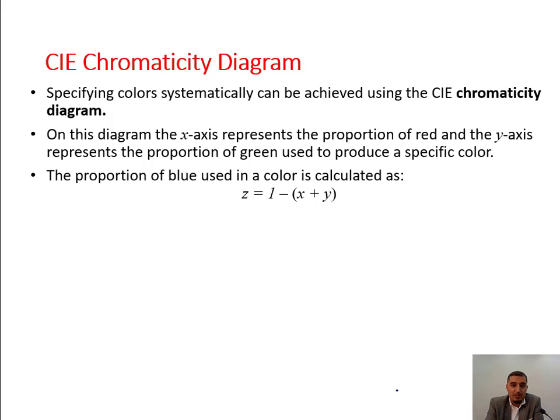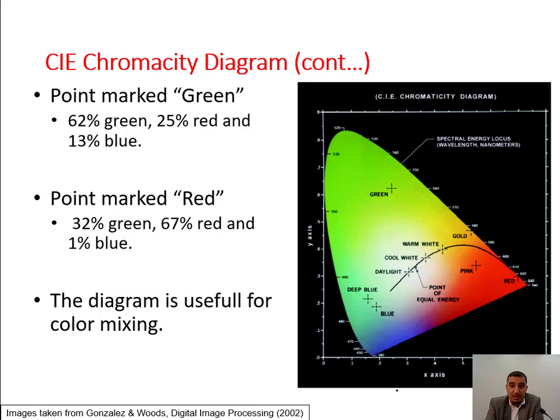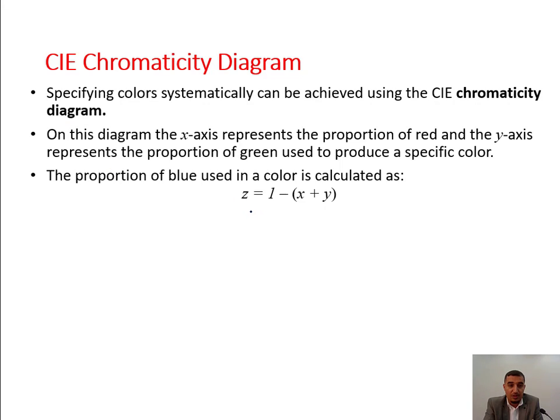Specifying colors systematically can be achieved with the chromaticity diagram. On the diagram, the x-axis represents the proportion of red and the y-axis represents the proportion of green used to produce a specific color. The proportion of blue used in a color is calculated as z is equal to 1 minus x plus y. So this is the chromaticity diagram, and as you can see, the point marked green, which is this point over here, has 62% green, 25% red, and blue, which is calculated from this equation.